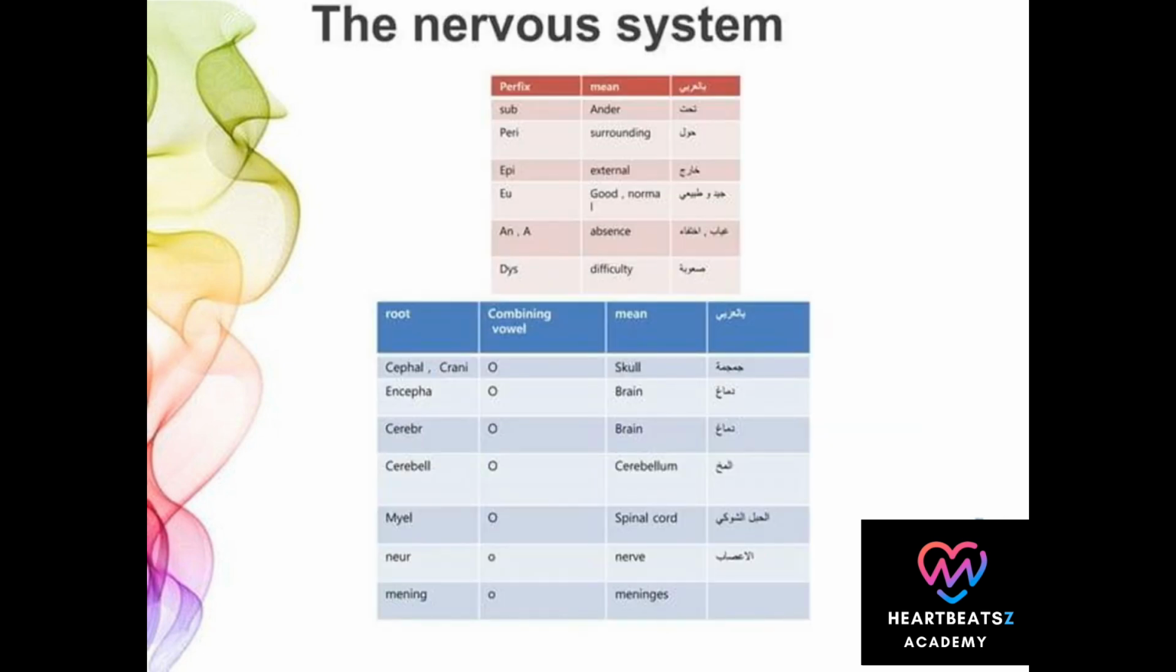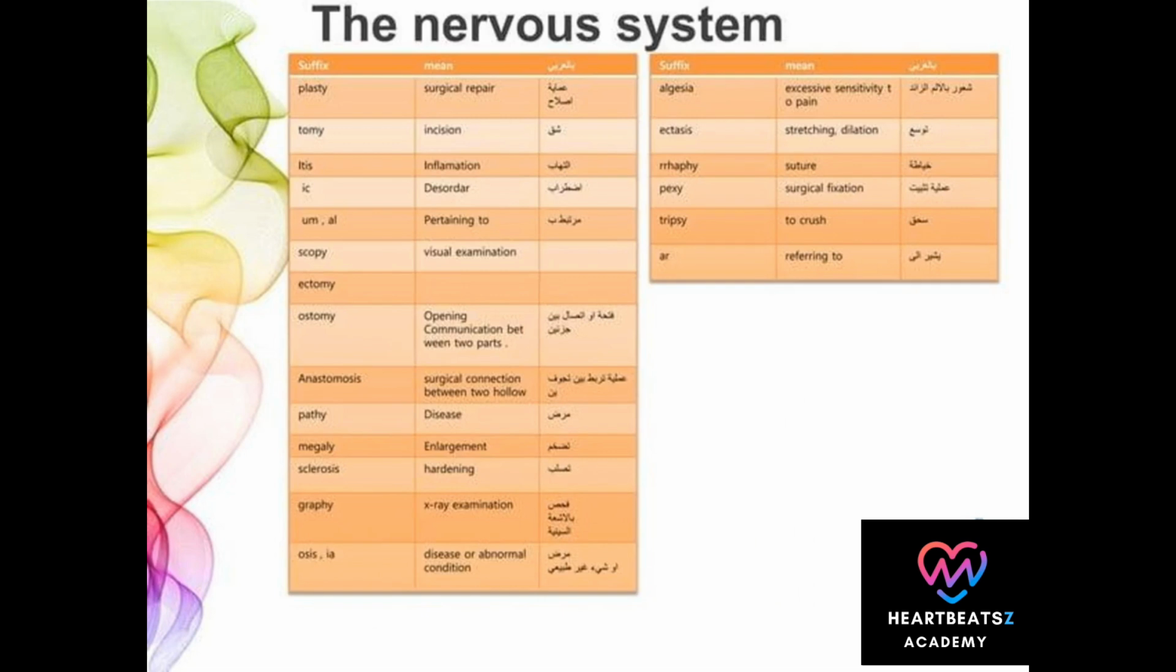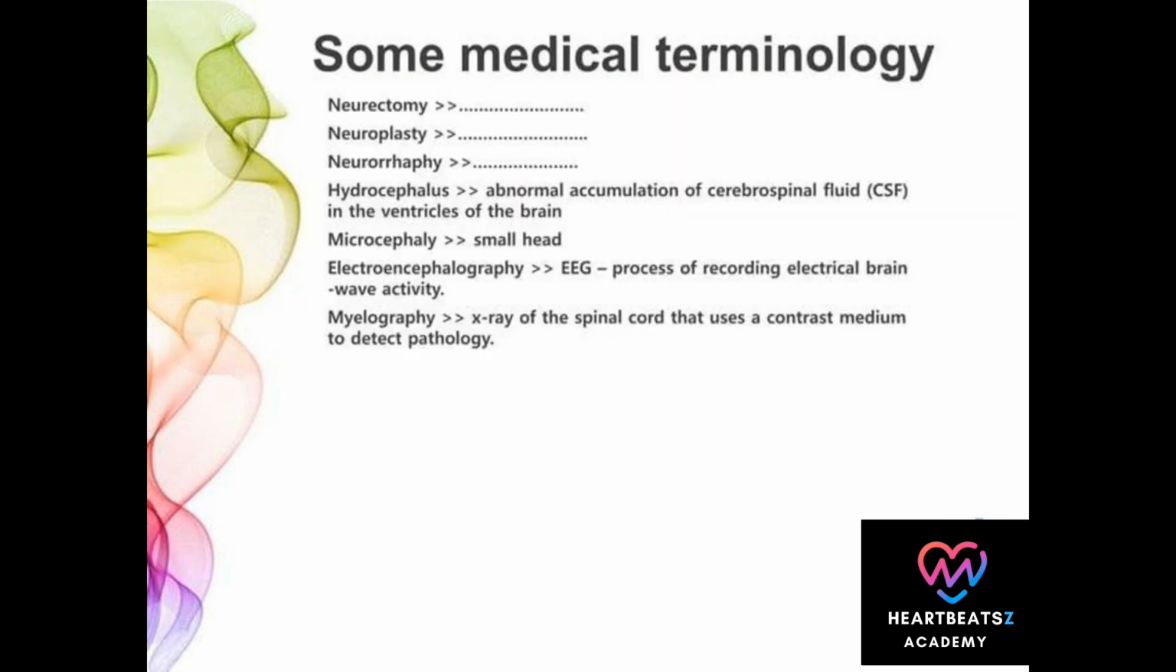Let's move on to the nervous system. We have words like neurectomy, which is a surgical procedure used to remove a nerve, and neuroplasty, which is a surgical procedure used to repair a nerve. We also have terms like hydrocephalus, which is a condition where there is an abnormal accumulation of cerebrospinal fluid in the brain, and electroencephalography, which is a test used to measure the electrical activity of the brain.